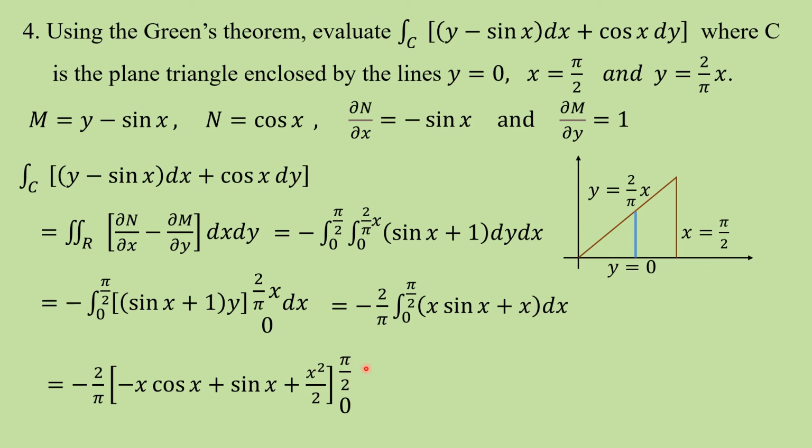So if I apply the limit for x as pi by 2, then I'll get minus pi by 2 into cos 90. Cos 90 is 0. Sin 90 is 1, plus pi square by, what is that? x square, that is pi square by 4 by 2, pi square by 8. When x equal to 0, all the terms become 0. So simplify that. I can say it is 1 plus pi square by 8 times minus 2 by pi.